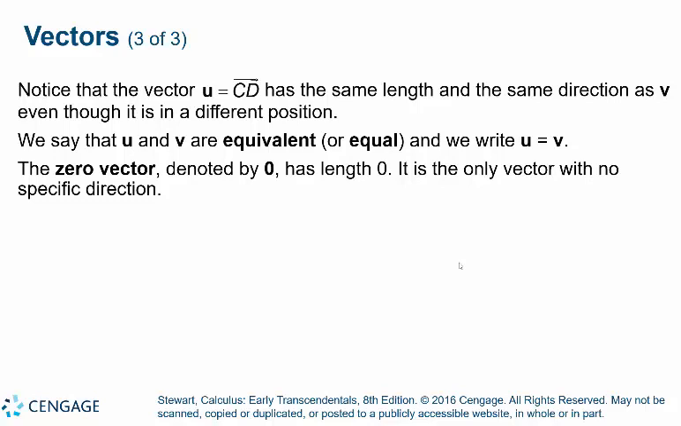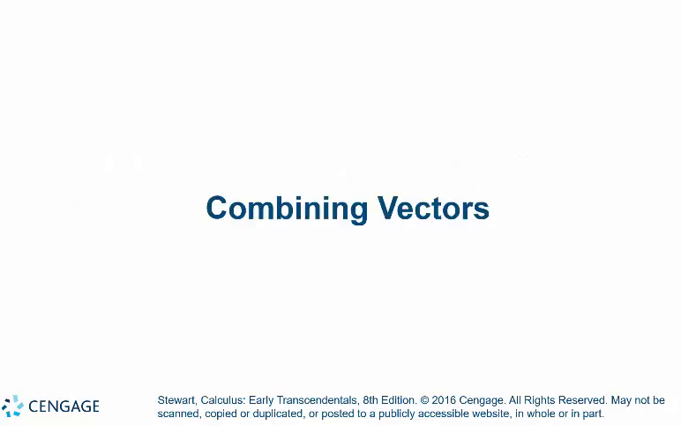Something called the zero vector, which we denote as a bold 0, has length 0, so it has no length at all. And it's the only vector with no specific direction. It can't have a specific direction because it has no length indicating which way it's going. All right, so let's talk really quickly about combining vectors.